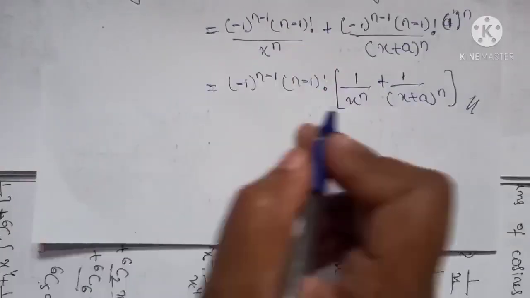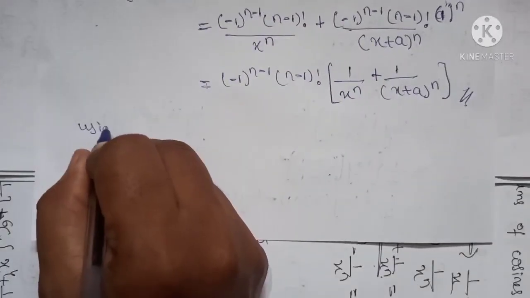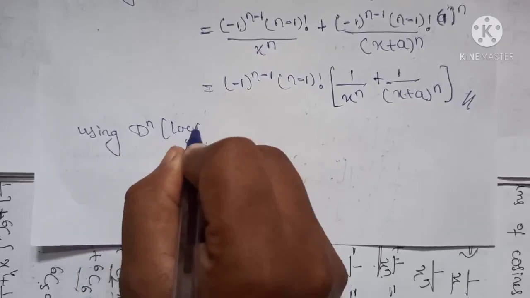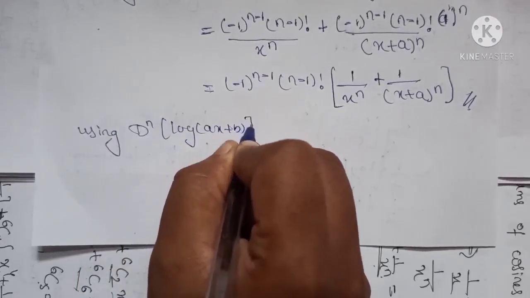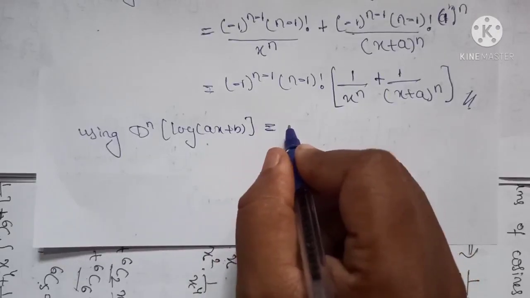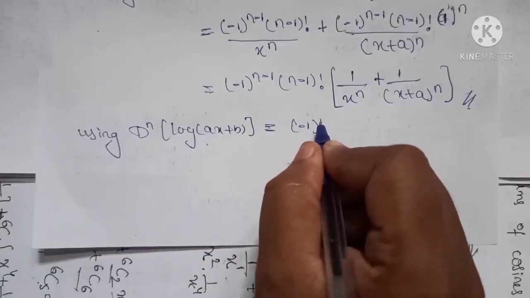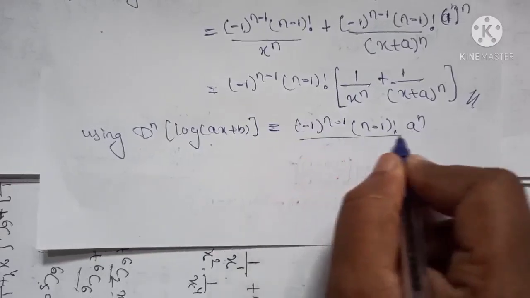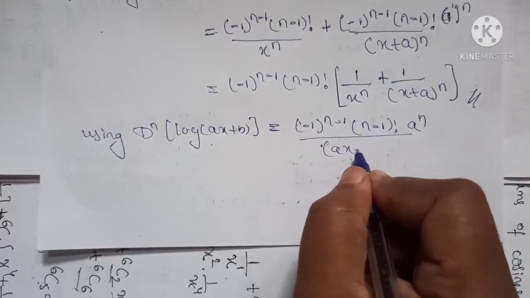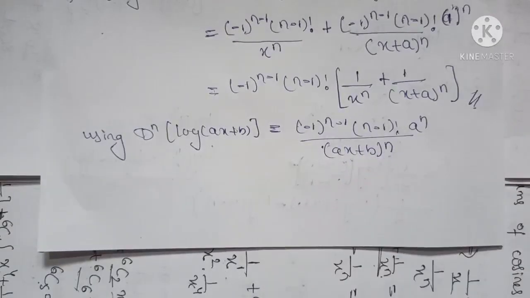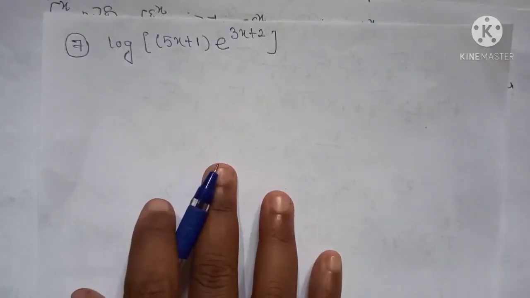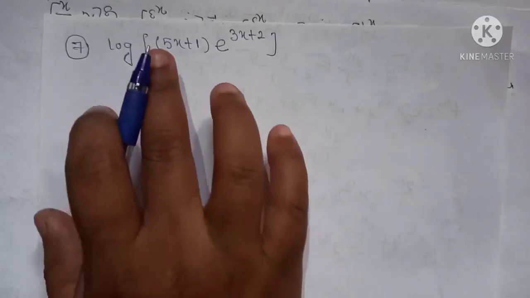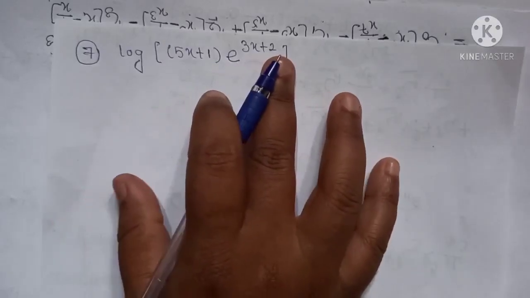So you write the formula here, using the nth derivative of log of ax plus b is equal to minus 1 raised to n minus 1, n minus 1 factorial, a raised to n, ax plus b raised to n. Next, seventh problem, log of 5x plus 1 into e raised to 3x plus 2.